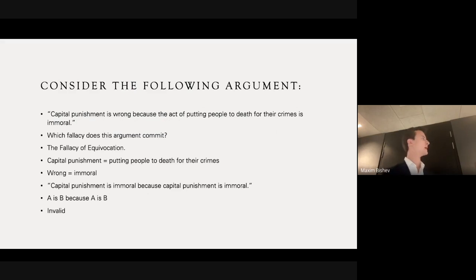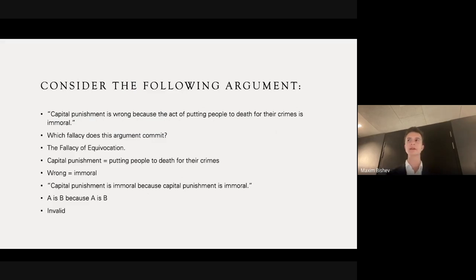Okay, so let's look at the next argument. This is an example of, I won't tell you which one. Oh no, it's already said there. All right, fallacy of equivocation. So equivocation again is using different words or different terms to mean the same thing.